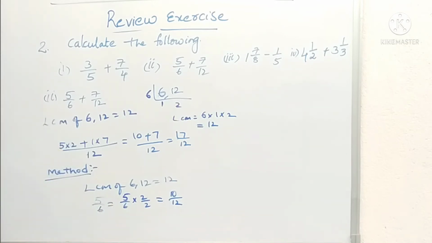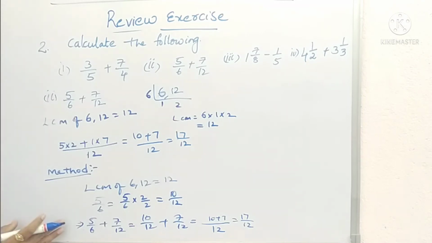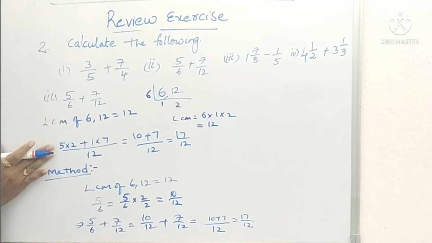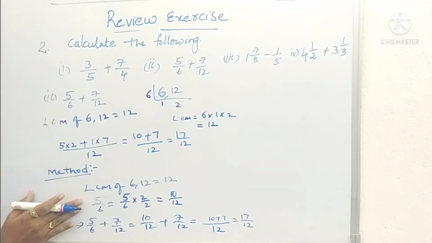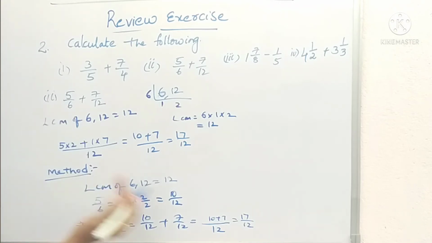And 7 by 12 has the denominator 12 only. So now we can write 5 by 6 plus 7 by 12 is equal to 10 by 12 plus 7 by 12. Now the denominators are the same, so LCM 12, 10 plus 7, that is 17 by 12. In this way you can solve this problem. In your higher class you will do this. And here we converted unlike fractions into like fractions.